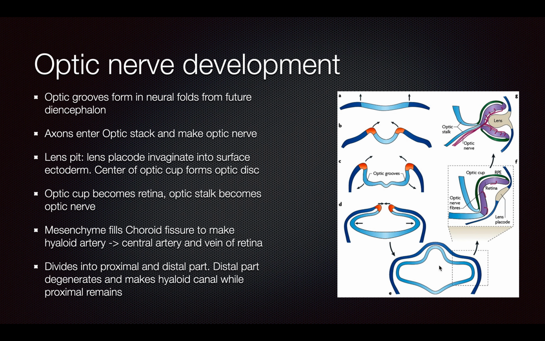Mesenchyme will fill the choroid fissure to make the hyaloid artery, and that will eventually make the central artery and vein of the retina. There's only one. As you can see here, the lens comes in, the optic stalk is starting to form the optic nerve, and then the central vein and artery will divide into the proximal and distal part. The distal part will degenerate and make the hyaloid canal, while the proximal will remain. That's why there's only one artery and one vein draining and supplying the retina.